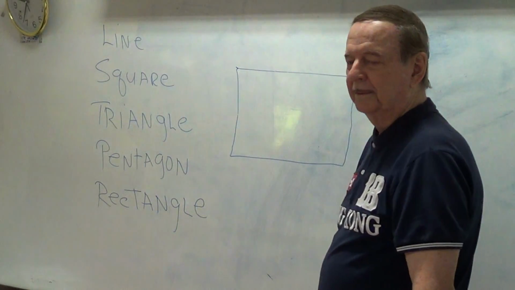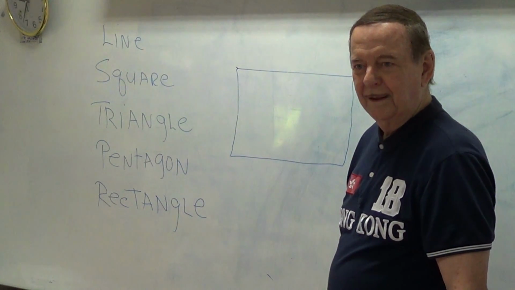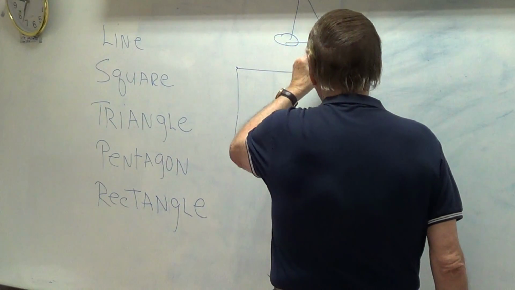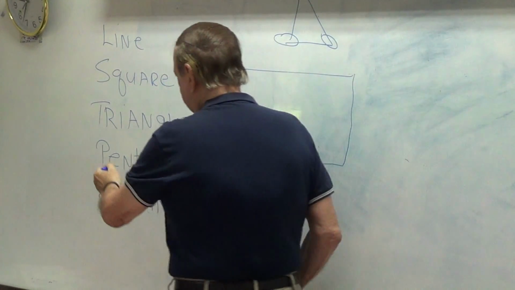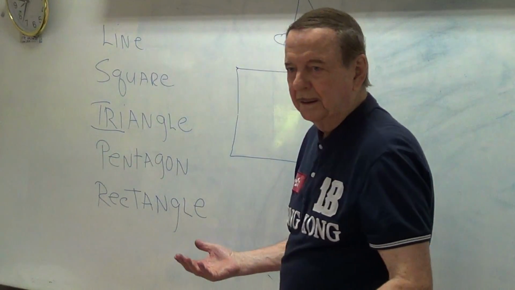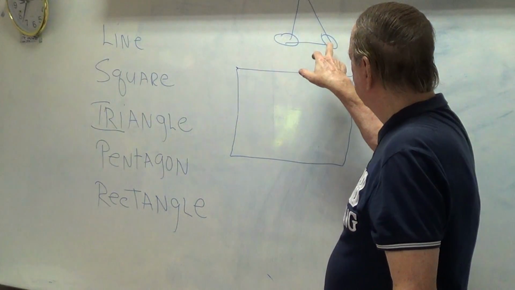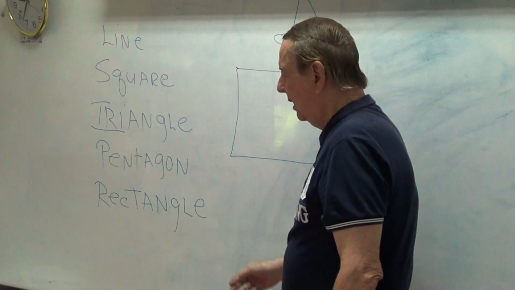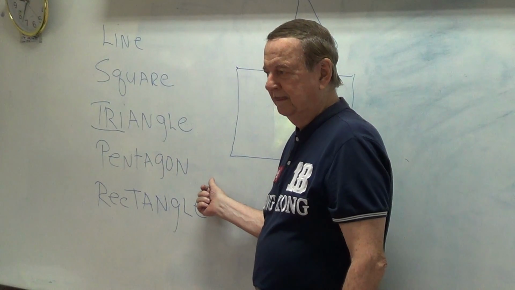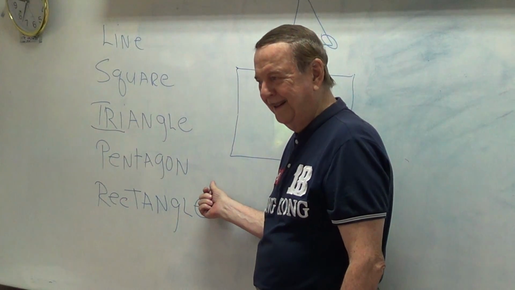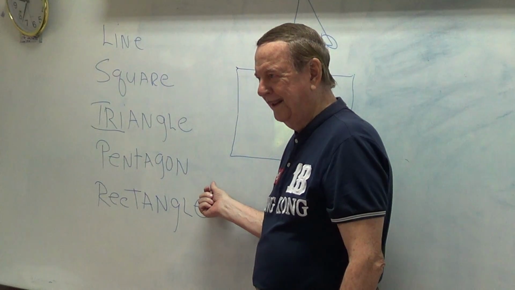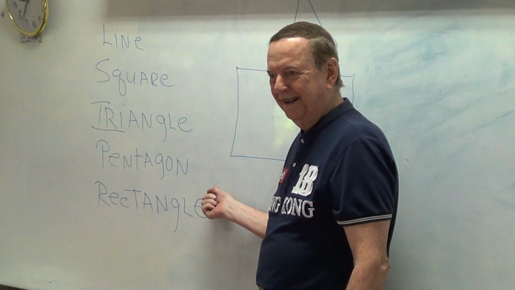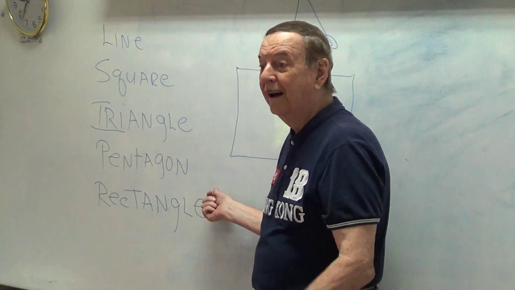What is a triangle? Three. Three angles. 1, 2, 3. Triangle. A triangle. A pentagon. Pentagon. 5 angles, 5-sided.